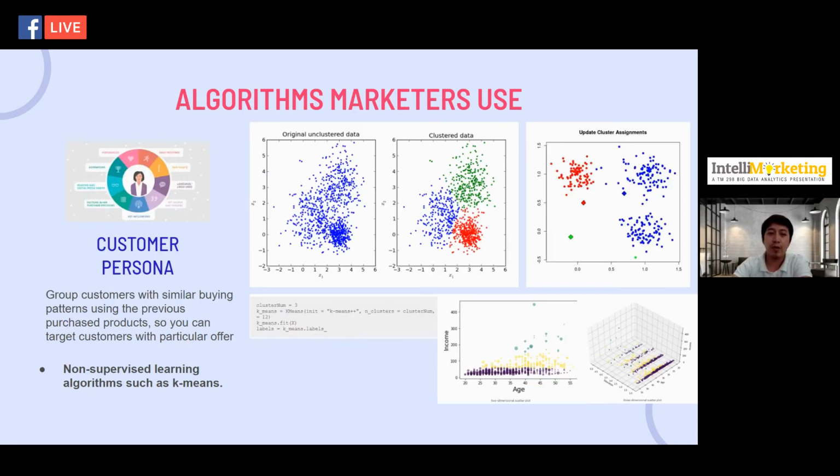Another one would be for customer persona. In the customer persona activities, we cluster or we segment customers according to their buying patterns, which are from the previous purchased products. With this, we could perform target marketing. A specific example of algorithm is the K-means. This is an unsupervised learning algorithm.